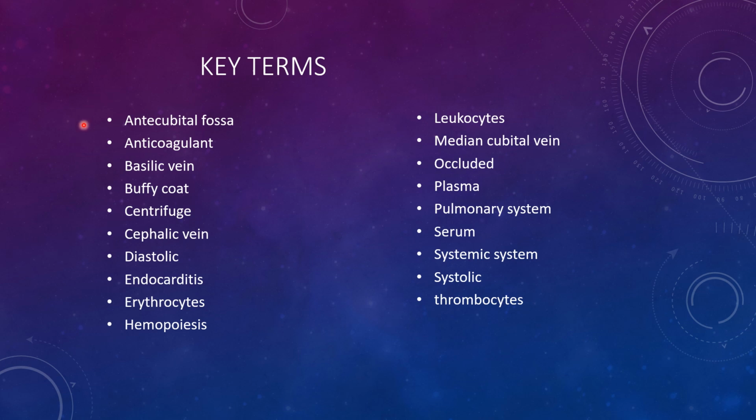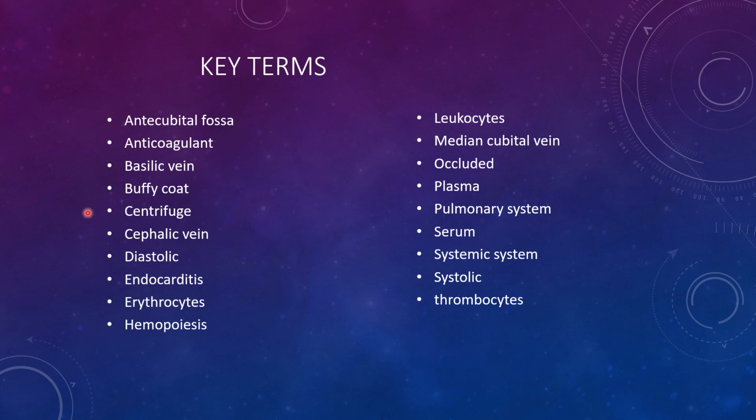Next is the anticoagulant. Please remember that. And also the basilic vein. The basilic vein is one of the major veins located in your antecubital fossa. Next is the buffy coat. You will know later on what this buffy coat is and where it is located when we separate our constituents. Next is centrifuge.